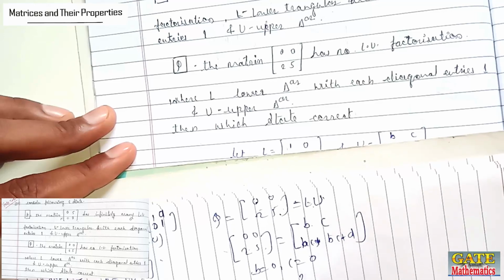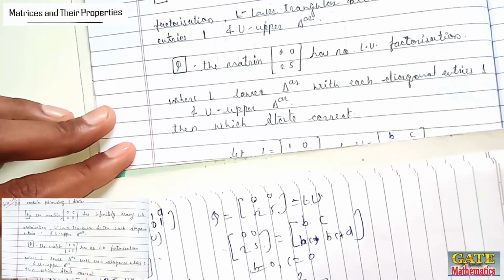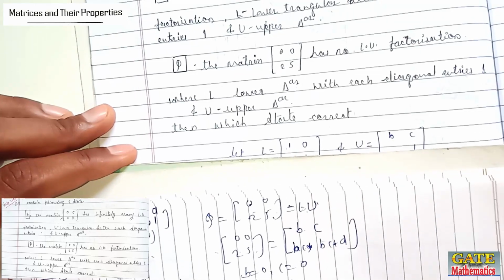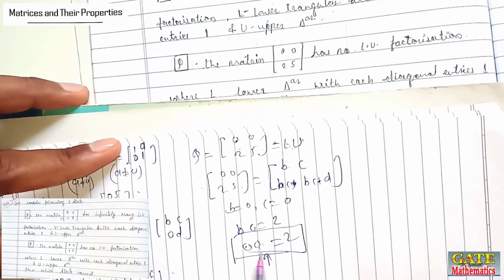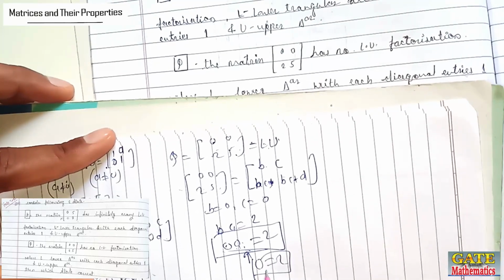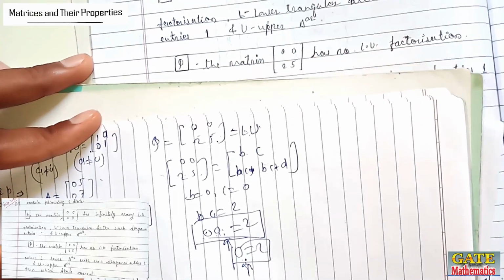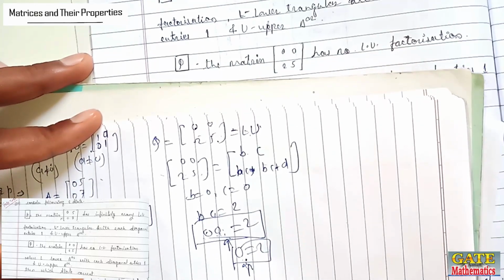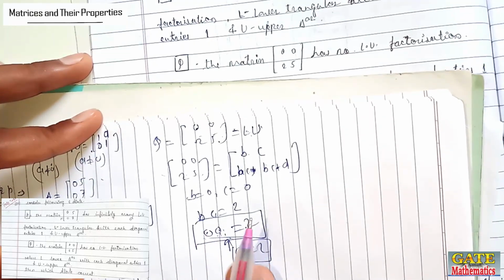So 0 is equal to 2, is it possible? B is 0, C is 0. So can we say that 0 is equal to 2? That means there is no possible outcome here. We cannot define this quantity 0 equal to 2. So this is what tells us that the Q matrix does not have an LU factorization. Why is LU factorization not possible? Because 0 equal to 2 is never possible.